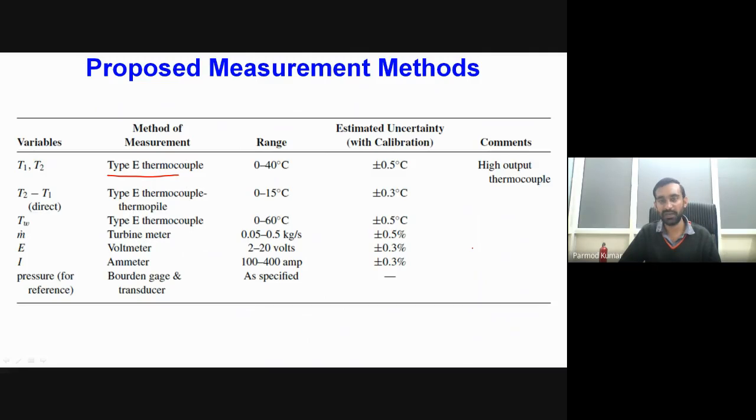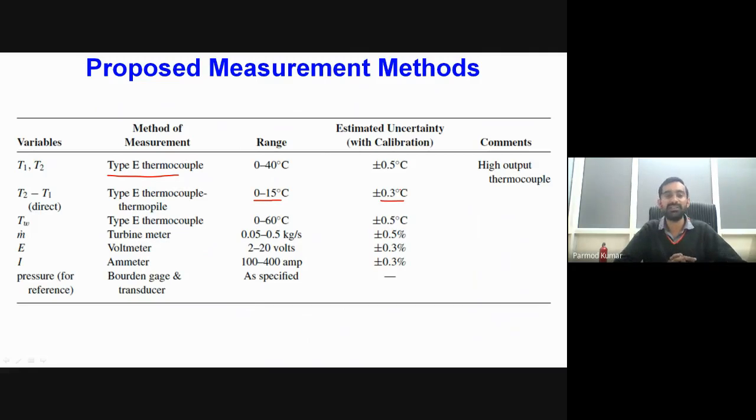So in case of thermopile, what we will be getting is a more accurate estimation of the change of temperature only. If we use the thermopile arrangement, once again we are using E-type thermocouples in order to fabricate our thermopile sensor. So for that, we have T2 minus T1. Directly, we will be getting the temperature difference, and that temperature difference range is 0 to 15 degrees Celsius, and the uncertainty is plus minus 0.3 degrees Celsius.